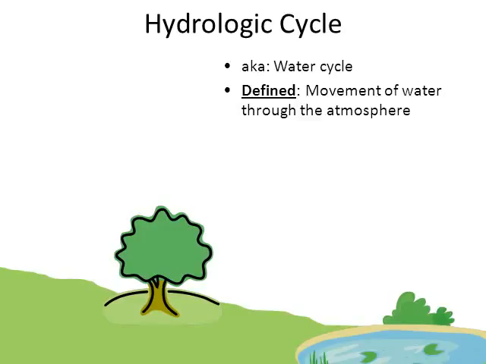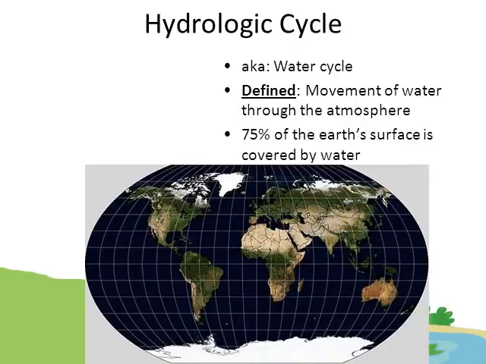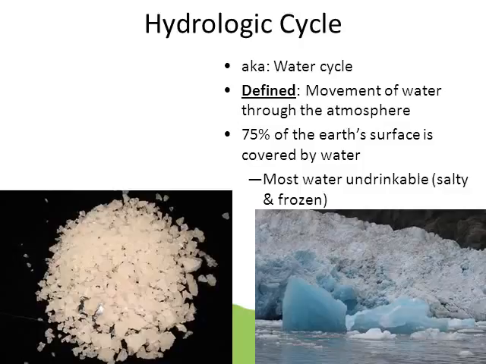through the atmosphere. So when we look at a picture of the Earth here, we can see that the vast majority of the surface of the Earth is covered by water, about 75%. The problem is the majority of the water that is on the surface of the Earth is undrinkable. The picture on the left is just a picture of salt, implying salt water. The picture on the right shows some frozen glaciers and icebergs, and so most of the water is undrinkable because it's either too salty or frozen.